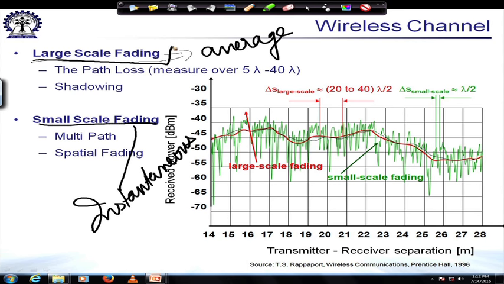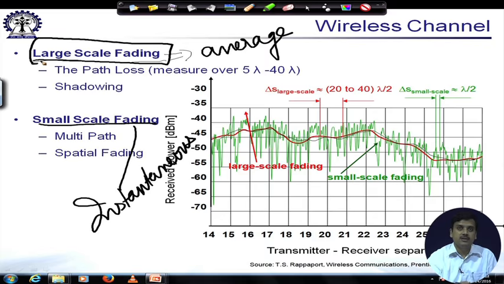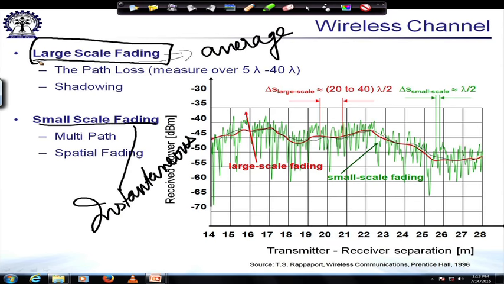So, we will look at some details of large scale fading models which help us predict the received signal strength as a function of transmitter receiver separation distance across large distances. For instance, when the transmitter receiver separation distance increases by orders of hundreds of meters or by orders of a few kilometers. Whereas when we will be interested in studying the effect of signal strength fluctuation when the transmitter receiver separation is in the order of lambda, let's say a few centimeters or a few meters, then we will be resorting to the small scale fading models.